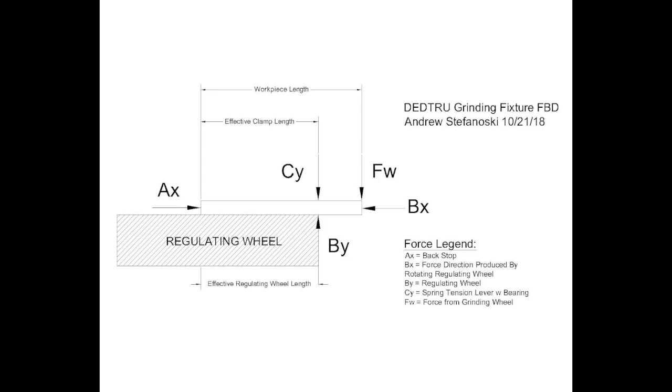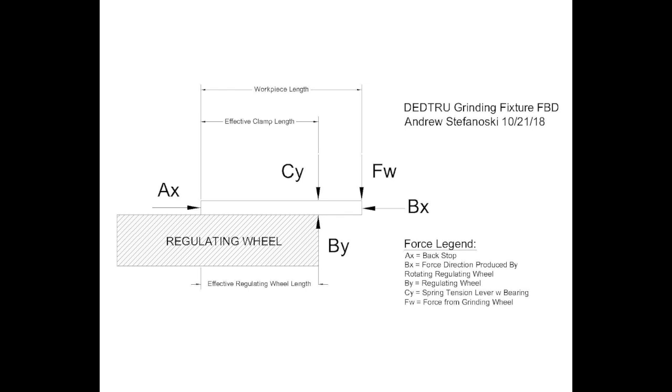Here we see the free body diagram for the dead screw grinding fixture here, and once again it's a bit of a complicated fixture here. There is a lot of dynamic motion, but again we're going to assume that it's static. So for instance, the regulating wheel does rotate this workpiece here, which actually will generate a support reaction of Bx against the backstop of Ax here. So those will offset. You also have an external force of the wheel.